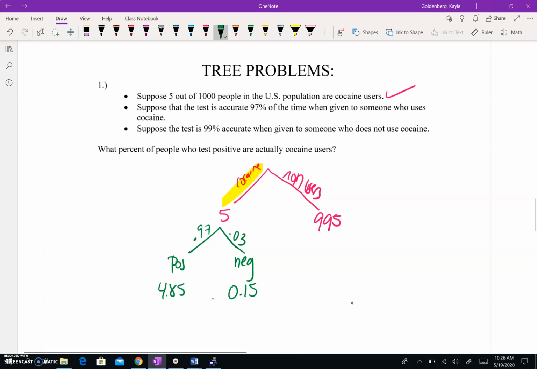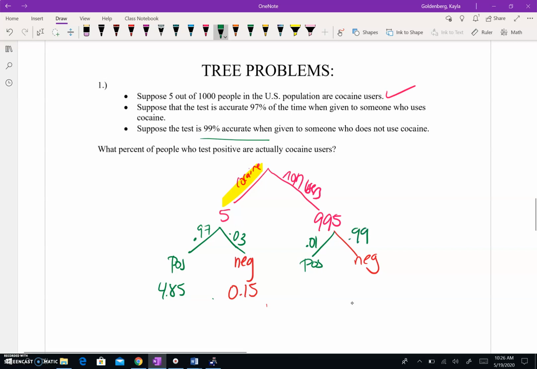0.15 people. Okay, and maybe I'll switch this bit here to be red, like positive versus negative. And then people who don't use, we are going to have a positive result as well as a negative result. Now, the positive result is incorrect, right? They should not be getting a positive result on a drug test if they are not cocaine users. So positive result is going to be the 1%, so 0.01, because it's accurate 99% of the time.